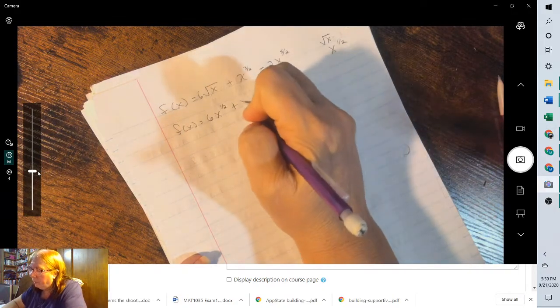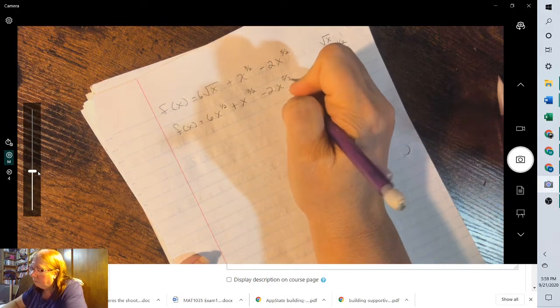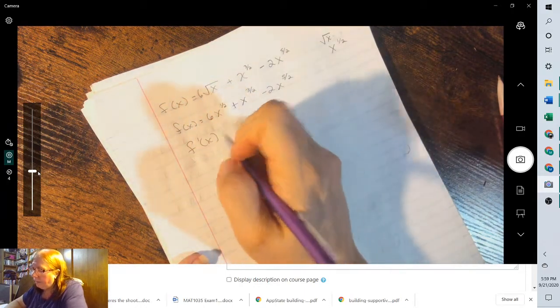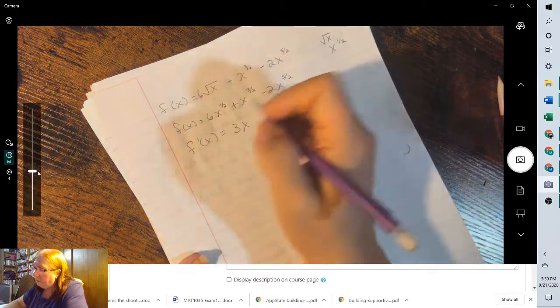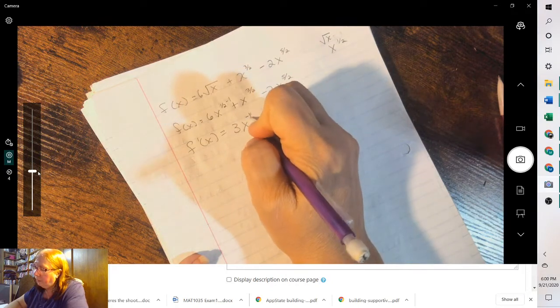And we'll leave the rest the same. Taking the derivative, half of 6, or 1/2 times 6 is 3x. We're subtracting 1. 1/2 minus 1 is a negative 1/2.